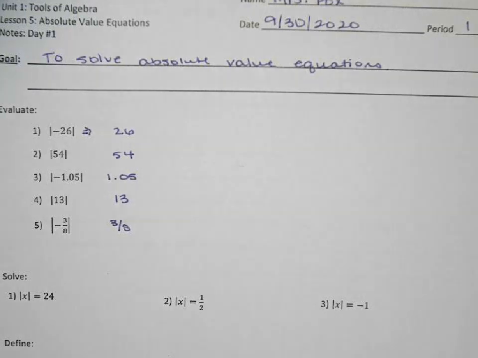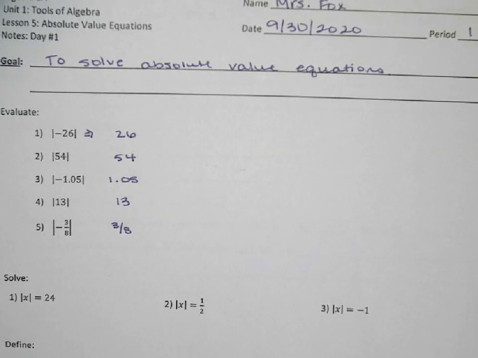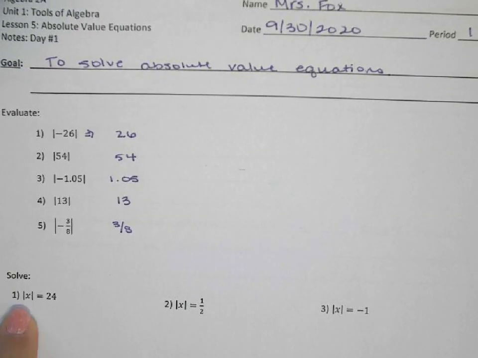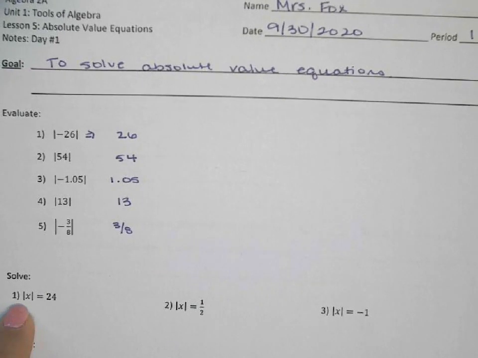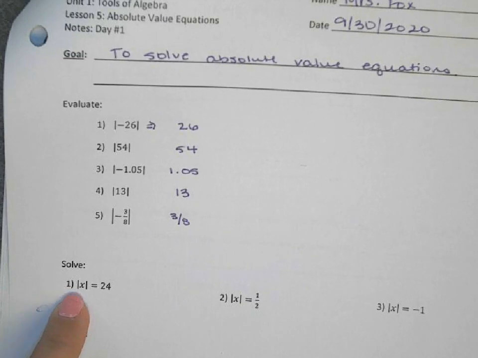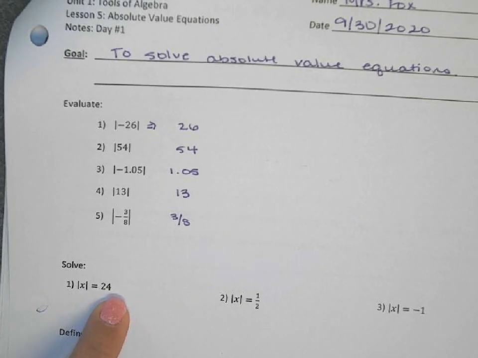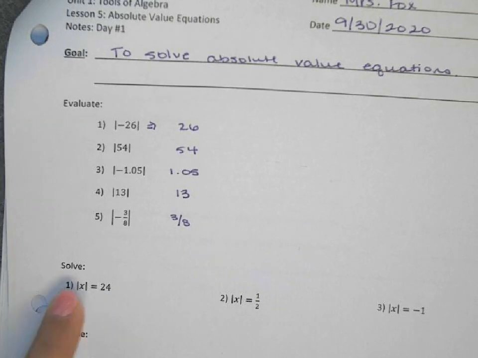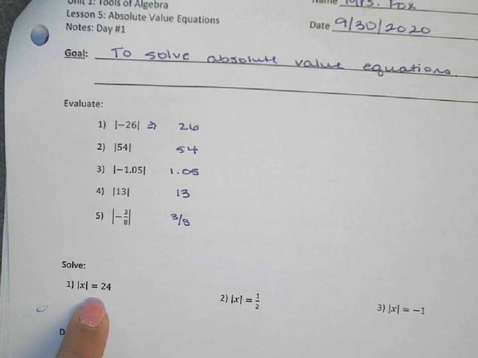Okay, so the next thing we're doing, this is what it's going to look like when we solve. We're going to have an x in our equation. We're going to have x inside those absolute value bars. And so what I'm going to ask you here is there is a number that is 24 away from 0. So what number, x, is 24 away from 0?